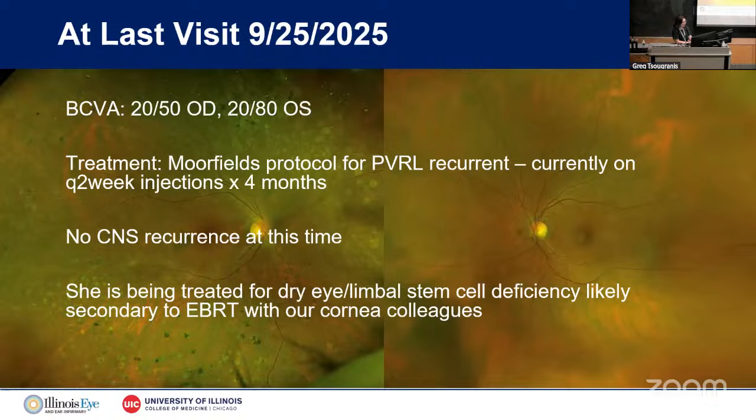At her last visit, about 2 weeks ago, vision was down slightly from that initial visit. She's 20/50 in the right, 20/80 in the left. She's undergoing treatment only in her left eye at this time, getting Q2-week injections for the next 4 months and then spacing out further. No CNS disease recurrence, but being monitored closely. And from an adverse effects profile, she is experiencing dry eye with limbal stem cell deficiency, likely related to the history of radiotherapy.